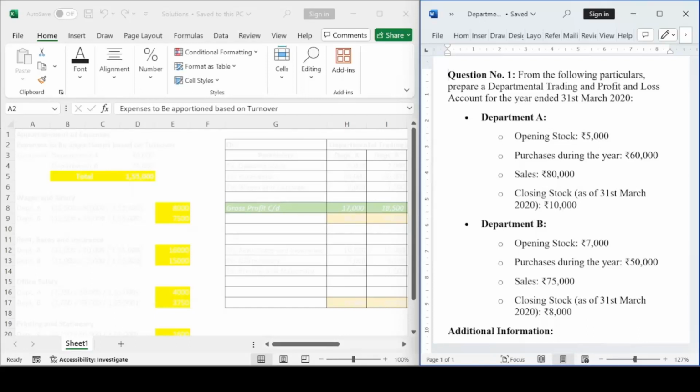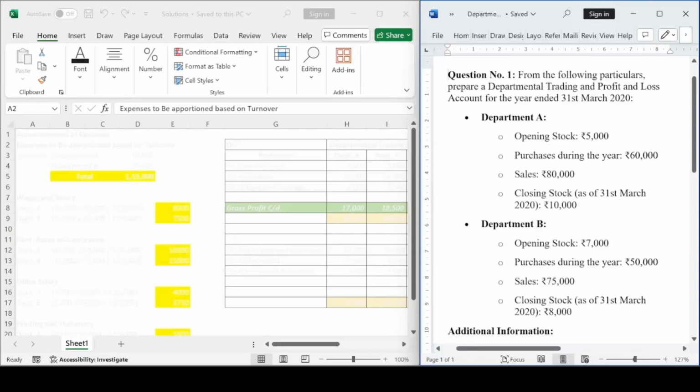In this video, we will see a question where we have to prepare a departmental trading and profit and loss account. The question is on the right side of the screen, and I will be using Excel to solve the problems. So now, first let us see the question.